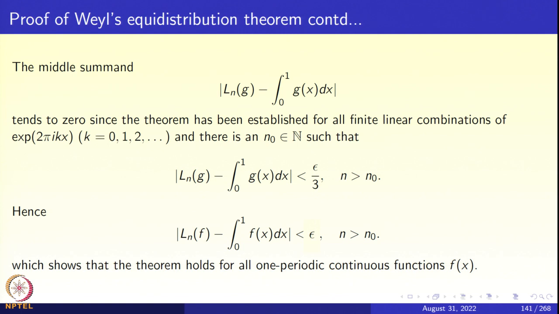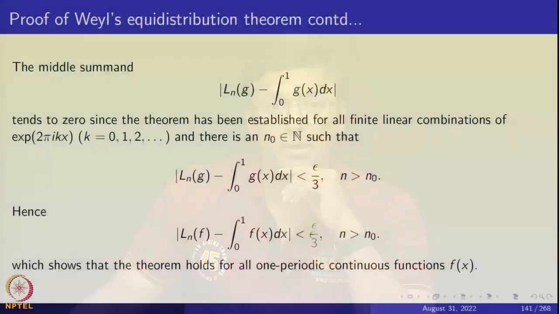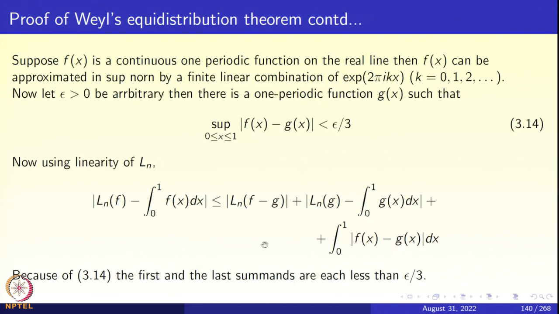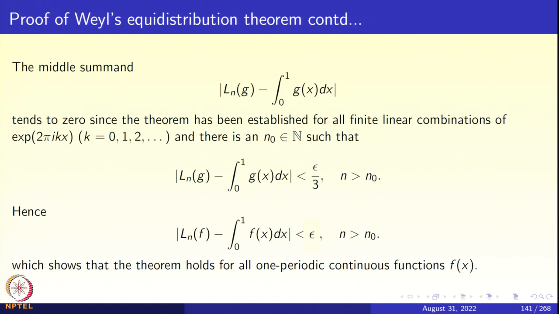The added advantage of this is g is a 1 periodic trigonometric polynomial, and the result has been proved for 1 periodic trigonometric polynomials. So this expression goes to 0 as n tends to infinity. So there exists an n naught such that this expression is less than epsilon by 3 for n bigger than n naught. And so all three pieces are less than epsilon by 3 for n bigger than n naught. So we have proved the theorem. So this completes the proof for 1 periodic continuous functions. So theorem 35 has been established for 1 periodic continuous functions.